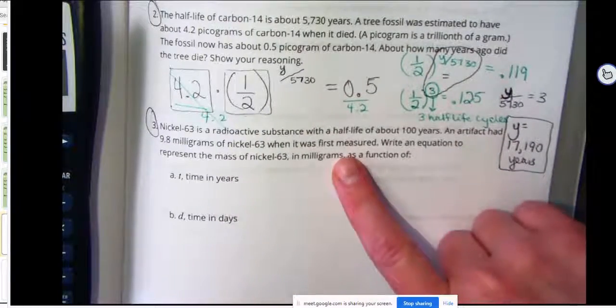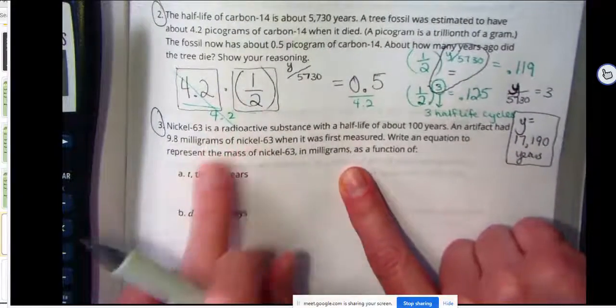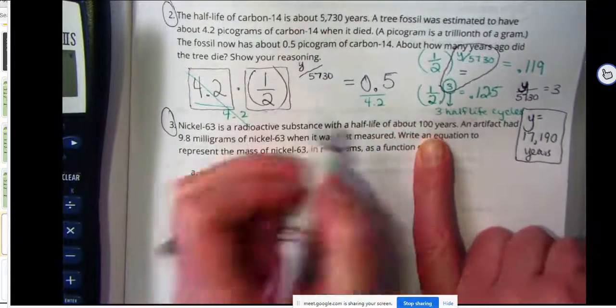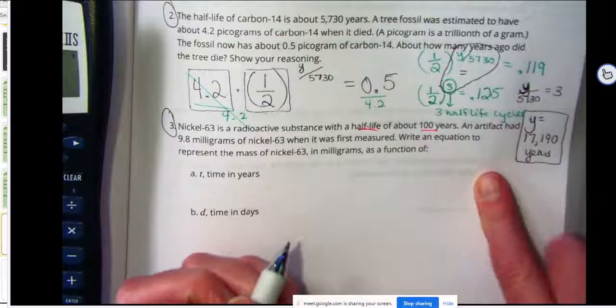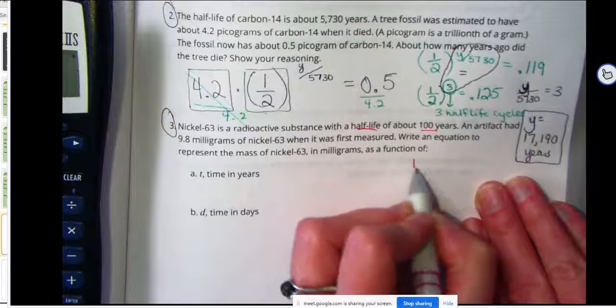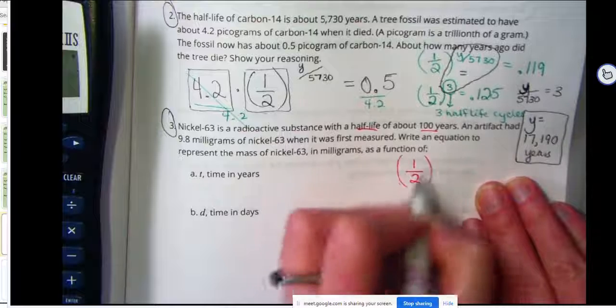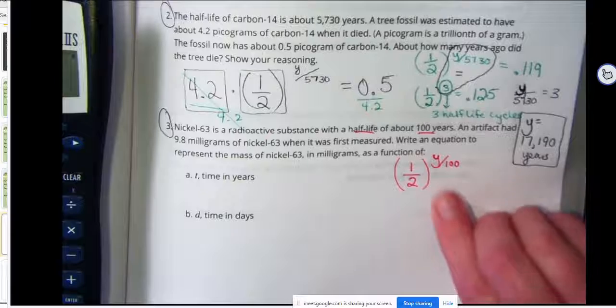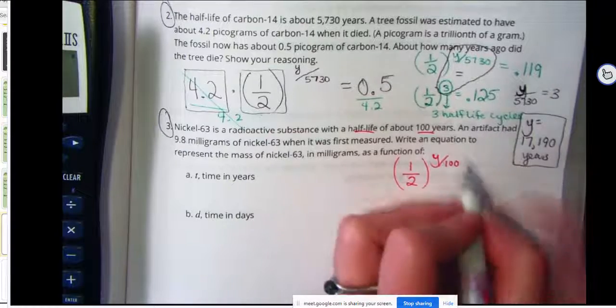All right, we're going to tackle number 3, go a little bit faster because it's that same kind of idea. Nickel-63 is a radioactive substance with a half-life of about 100 years. So this one now is cutting in half. And when I think about how many years we're going through, I'm going to divide that by 100 because it takes 100 years for one cycle.